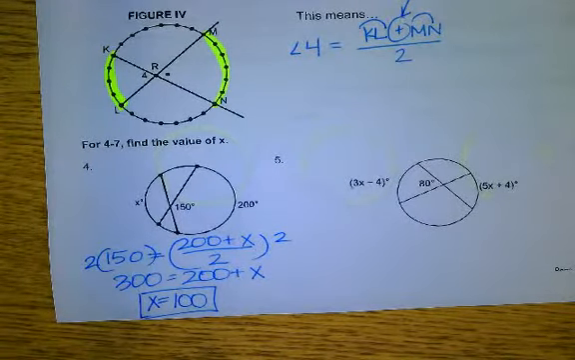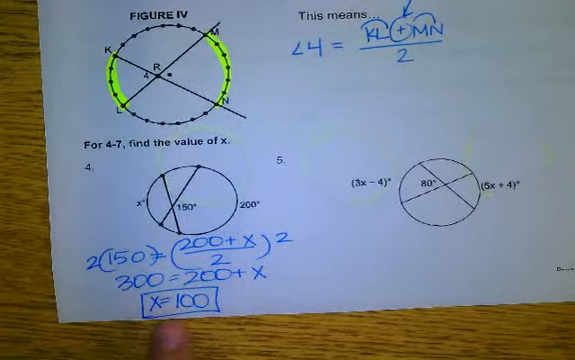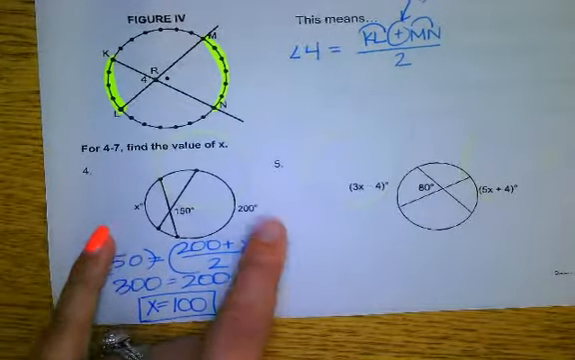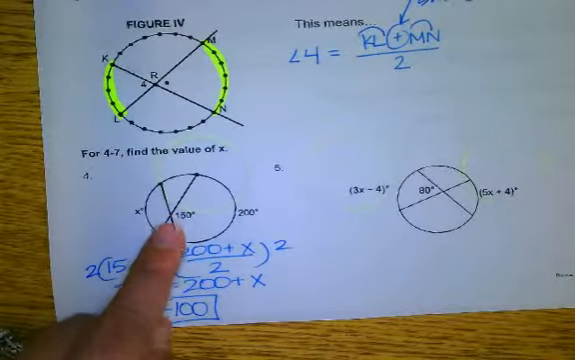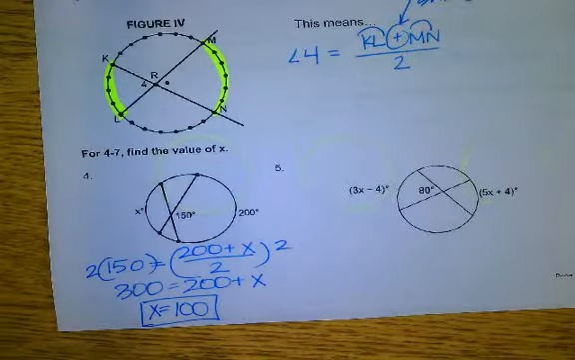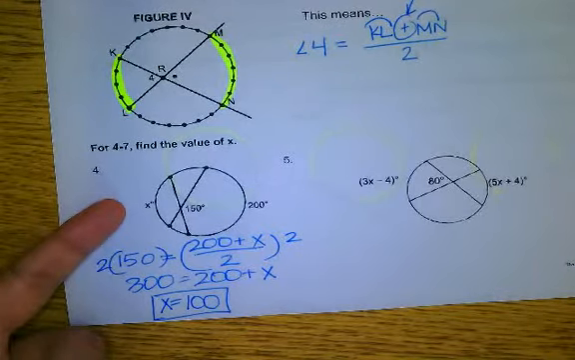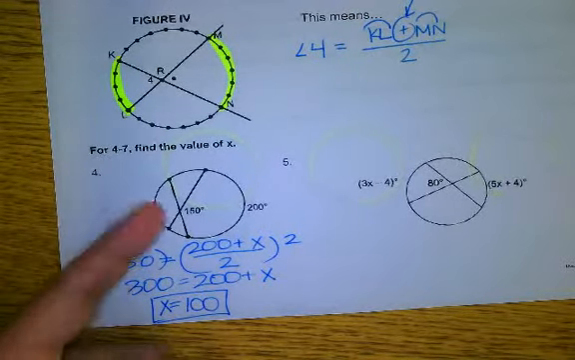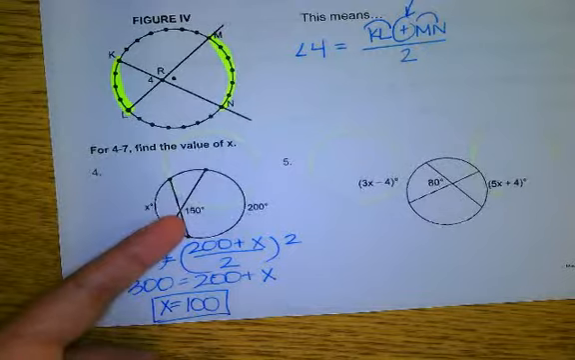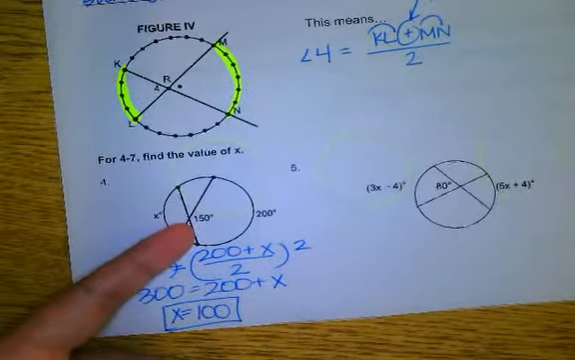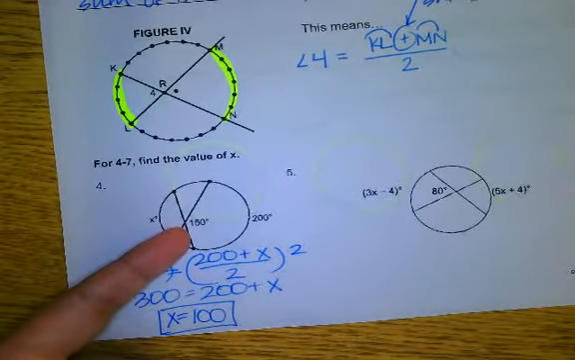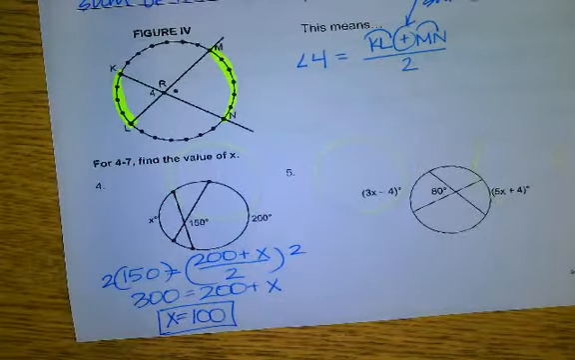Okay, starting now, make sure you're getting in the habit of checking your work. These are simple equations and you can do mental math to check them. If I add 200 plus 100, 300 divided by 2, and I get 150. So I know I've done it right. Had I messed up and done the difference, I would have 200 minus 100, which is 100, divided by 2, which is 50, and I'm not getting 150 degrees, so I know I've messed up somewhere. So make sure that you're going back and checking your answers.